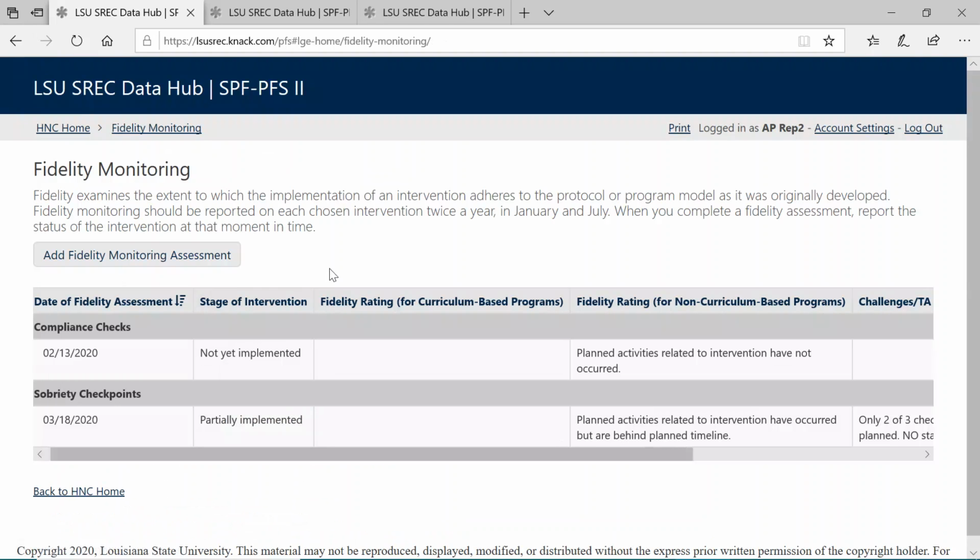All right. So again, you'll complete one of these for each of your interventions every 6 months, and you'll see that at the table. It makes it easy for you to organize, to see which ones you've done, because it's going to list them by your intervention.